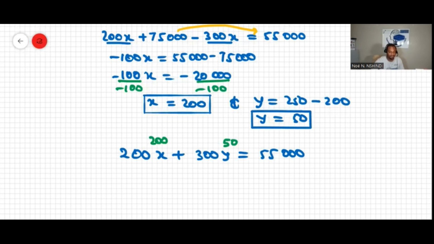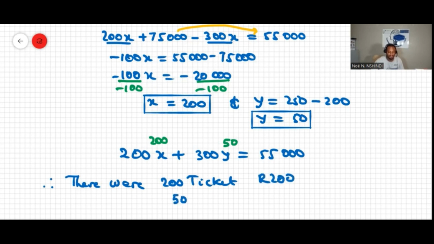So we can say therefore there were 200 tickets that cost 200 rand, and then 50 tickets that cost 300 rand. Thank you.